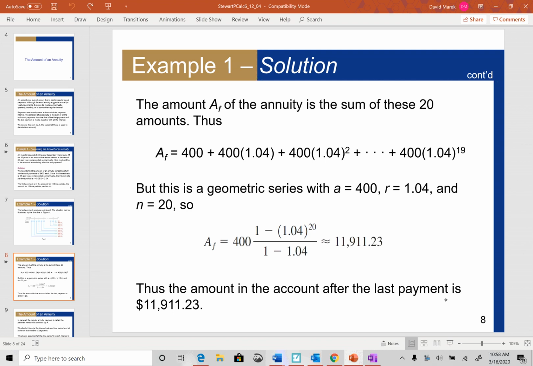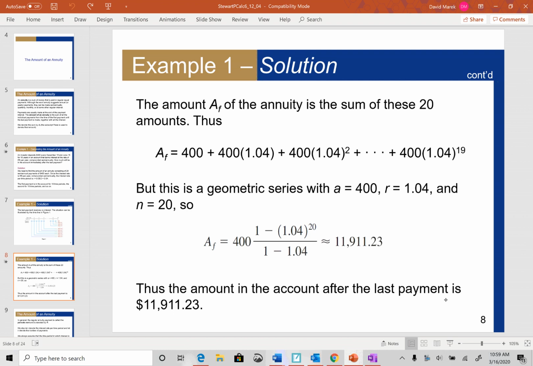A is 400. Our common ratio is 1.04, like I just explained. And there are 20 terms in the series. So, yep, get your calculators. I hope you brought your calculators home. Plug that in, and $11,911.23.